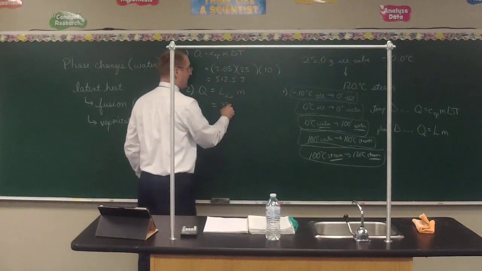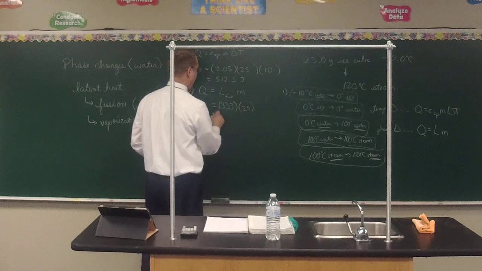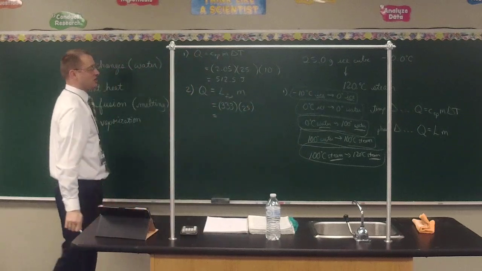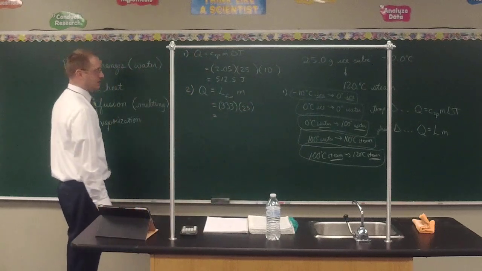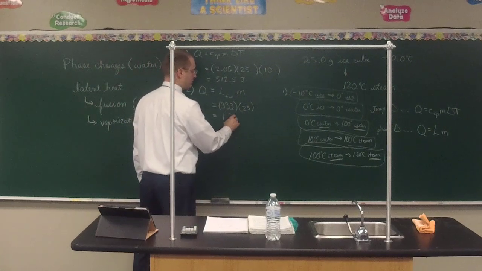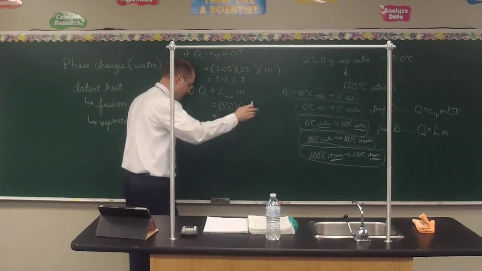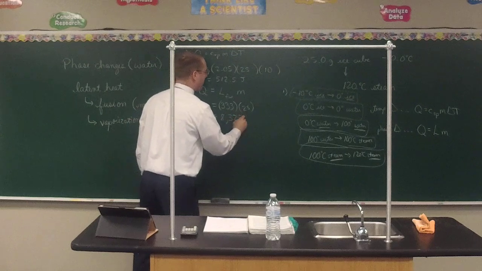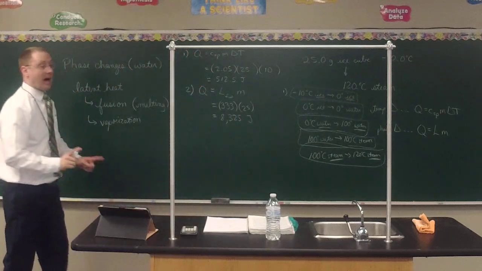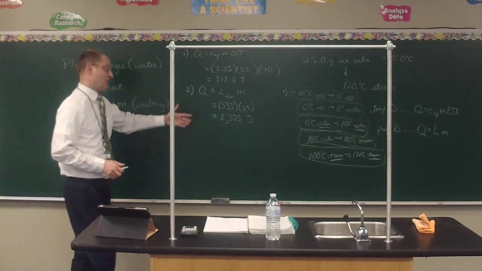333 joules per gram, and we're going to multiply that by the number of grams, 25. How much heat is needed to melt all of that ice? 8,325 joules. That's a lot more energy needed. So, of course, that's going to be a slower process. You're going to see that one take longer.